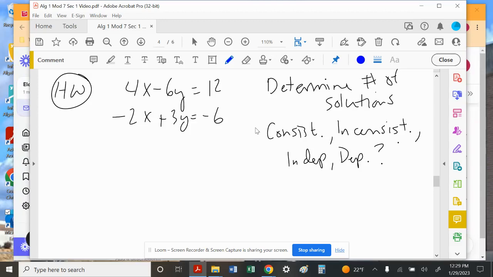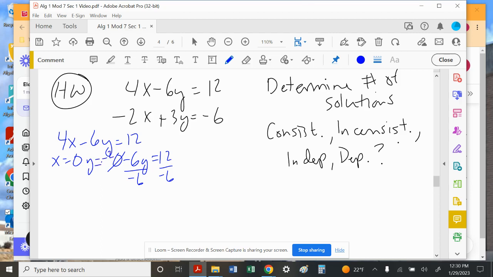All right, so now we're going to look at this one and try to graph these. The easiest way to graph these, a lot of times, is to take the first equation, 4x minus 6y equals 12, and set x equal to 0. So if I set x equal to 0, I get 0 minus 6y, or just minus 6y, equals 12. I'm going to divide both sides by negative 6, and I get y equals negative 2. So there's one point for that one.